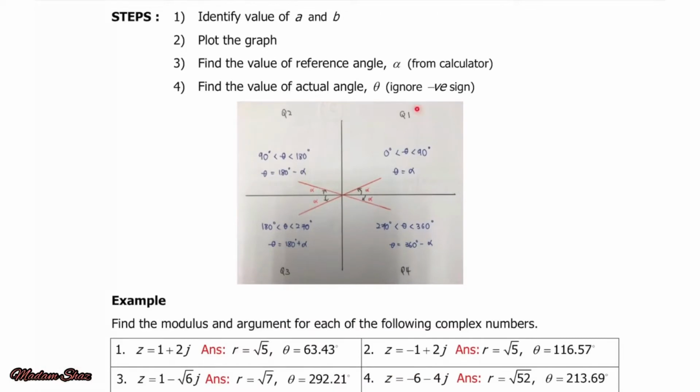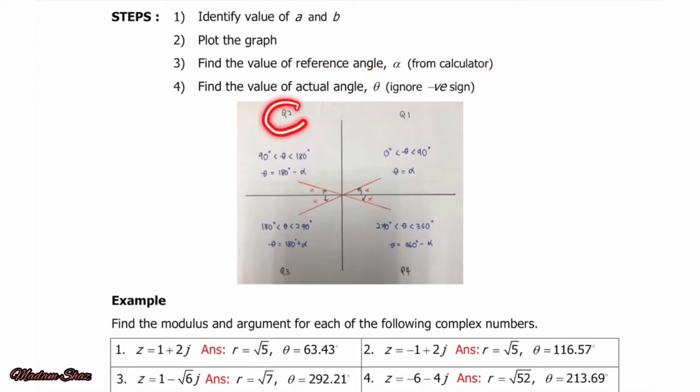So we will have 4 quadrants, quadrant 1, quadrant 2, quadrant 3 and quadrant 4. So for quadrant 1, the theta is from 0 degree until 90 degree. So this theta is equal to alpha. Alpha is the value for the reference angle, which we get from the calculator.